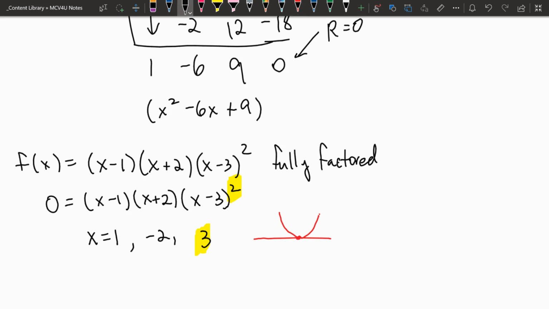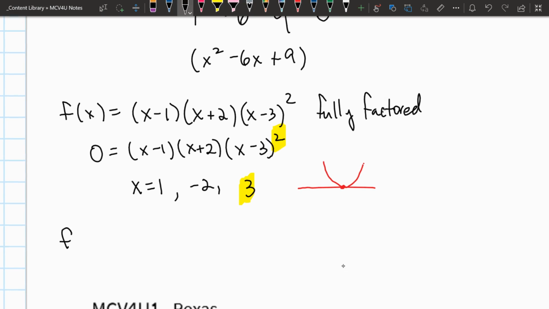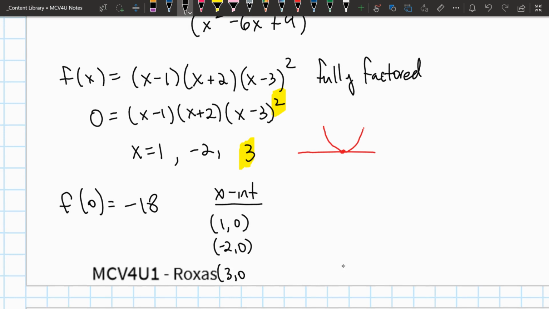We also have to find the y-intercept. And just remember the y-intercept, just plug in a 0. F of 0 is just that last constant at the very end because all the other terms have x in it. And so you're adding a bunch of 0 terms. And at the end, you have the minus 18. So there's your y-intercept at 0 and negative 18. So let's just write this out. X-intercepts are 1 and 0, negative 2 and 0, and 3 and 0, and my y-intercept is 0 and negative 18. Okay, so far, no calculus here. This was just advanced functions stuff.